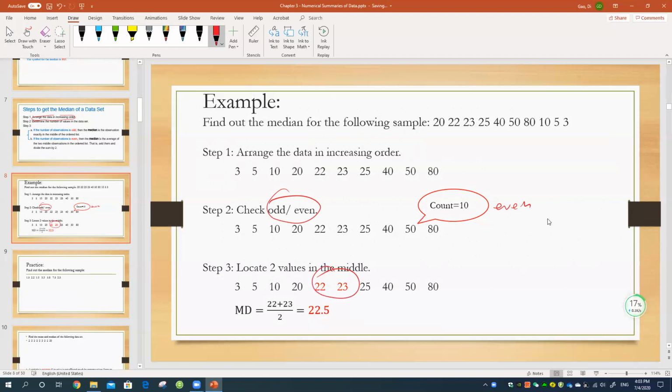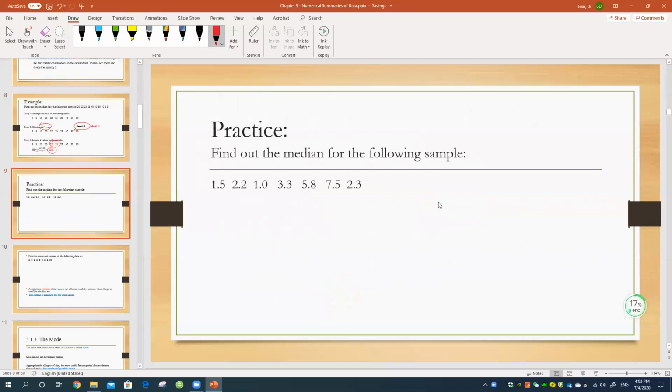So 22 and 23. Then we say the median is the mean of these two numbers: 22 plus 23 divided by 2, which is 22.5. That's the median. And again, the median might not be a specific value in the data set. 22.5 is right in the middle and represents the midpoint of the data array.